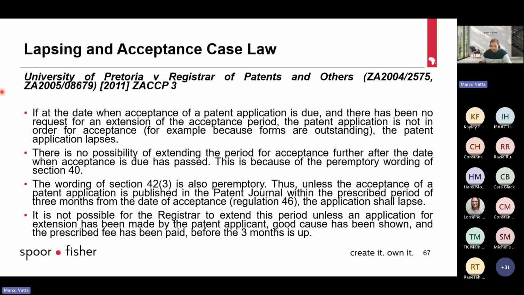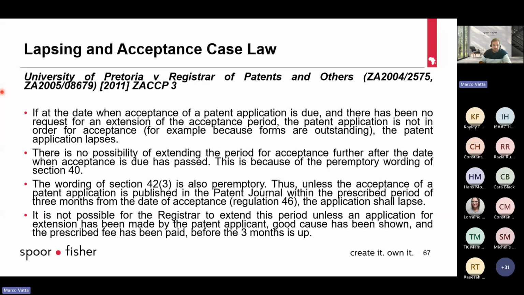So the court held in the University of Pretoria case that if at the date when acceptance of a patent application is due there's been no request for an extension of the acceptance period, so this is referring to the 18 or 12-month period, and the patent application is not in order for acceptance, the patent application lapses. So they reaffirmed what the legislation states. There's no possibility of extending the period of acceptance further after the date when the acceptance is due has passed.